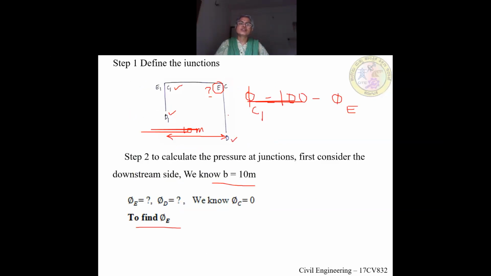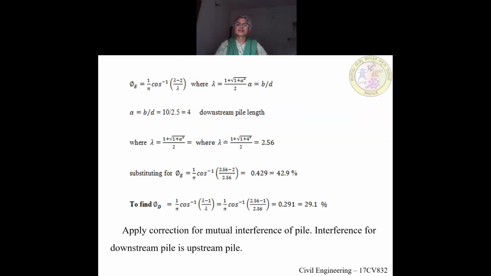What depth of the pile do we have to take? This is 2.5 and this is 1.5. You are calculating the pressure at the downstream pile, so this is 1.5, but you have to consider 2.5 here. B is 10 and this is 2.5. That is the second pile, the downstream pile, because you are calculating the pressure at E at this point. So you have to take this height as 2.5. So that is 4, alpha will come to 4.